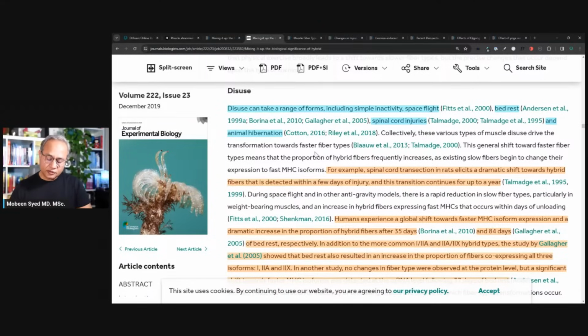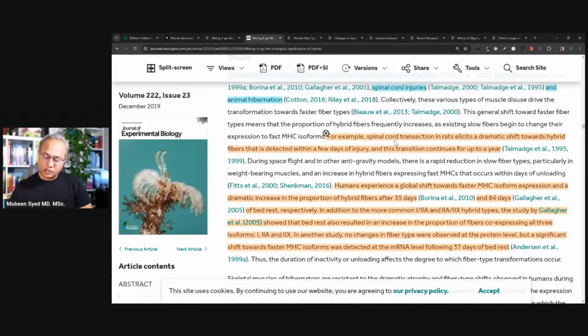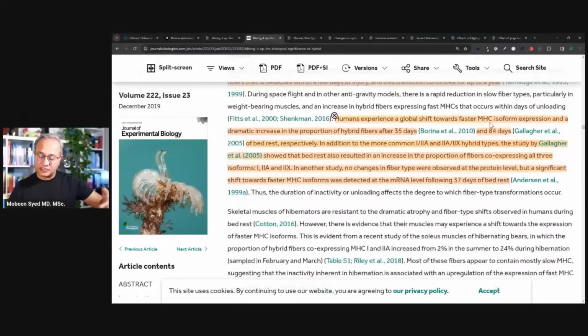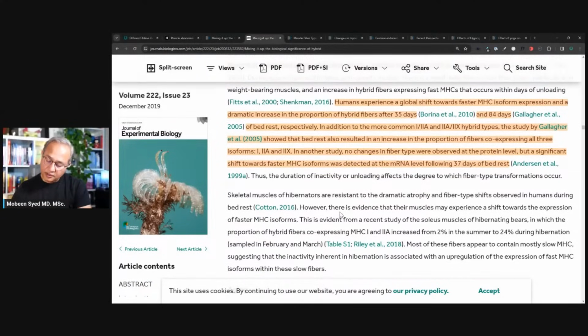So here, disuse can take a range of forms, including simple inactivity, space flight, bed rest, spinal cord injury, and animal hibernation. And then they talk about, for example, spinal cord transection, where it is cut, in rats elicits a dramatic shift towards hybrid fibers that is detected within a few days of injury, and this transition continues up to a year. Then if you see here, humans experience a global shift toward faster MHC isoform expression and a dramatic increase in proportion of hybrid fibers after 35 days, 84 days of bed rest, etc.